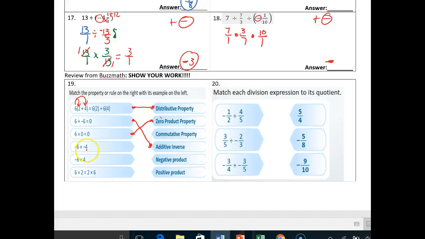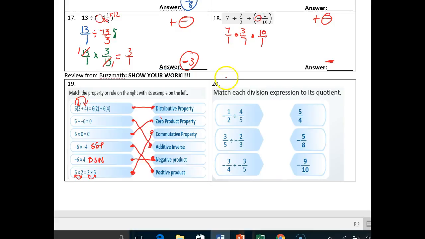Negative 6 times negative 4. That's going to be a SSP, same signs positive. That's the positive product. Negative 6 times 4. That's a DSN, different signs negative. That's the negative product. And obviously the last one, we know this very well. 6 times 2 is the same thing as 2 times 6. Just flipping the order of these two guys does nothing to change my answer. That is the commutative property.